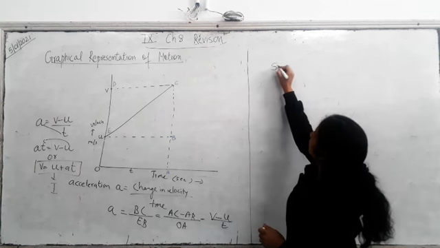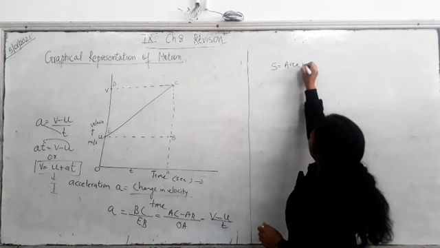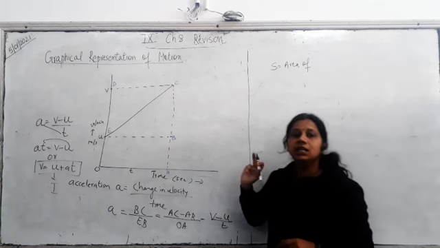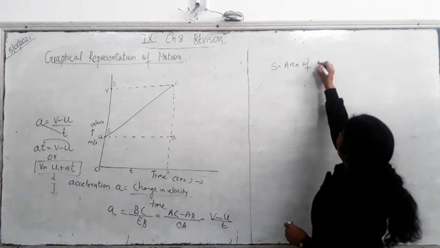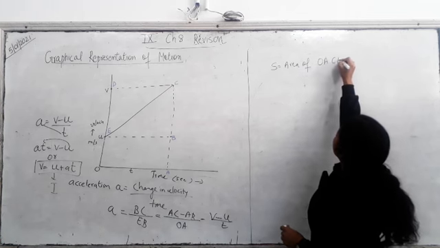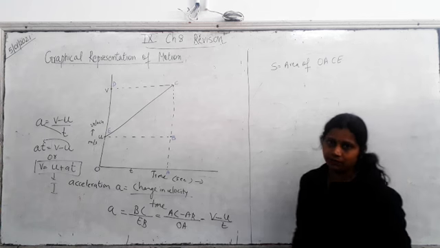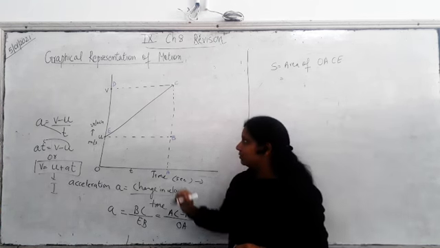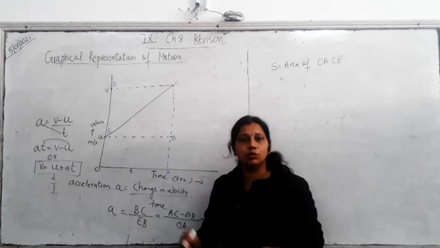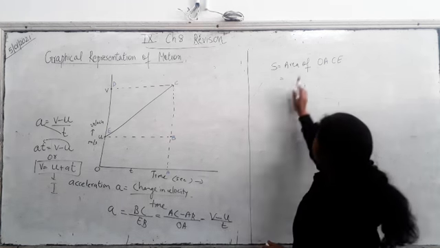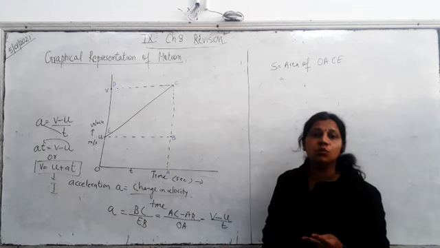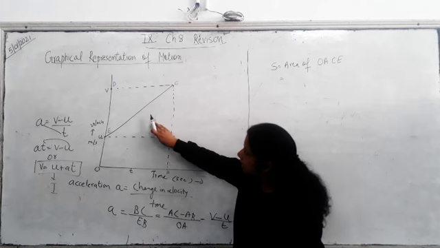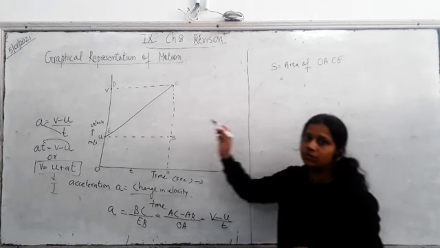So my distance traveled is the area of this whole trapezium. If you see, it is in the shape of a trapezium. So O, A, C, E. Okay, area of trapezium. One more thing, in a velocity time graph, the area under this curve will always give you distance. Now this trapezium I can divide into two shapes. One is a triangle, one is a rectangle. So the area of the triangle plus the area of the rectangle will give me the area of this whole trapezium.